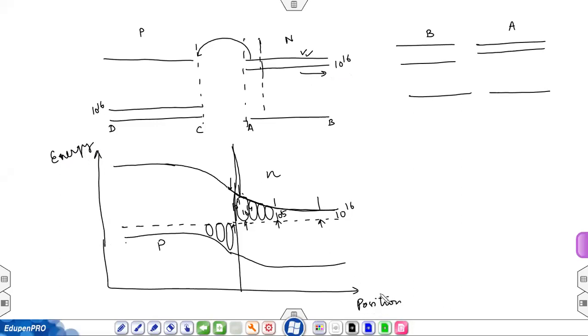So what do you think? The gradient in energy is known as? Okay. So let me tell you. So this is one energy and this is another energy.